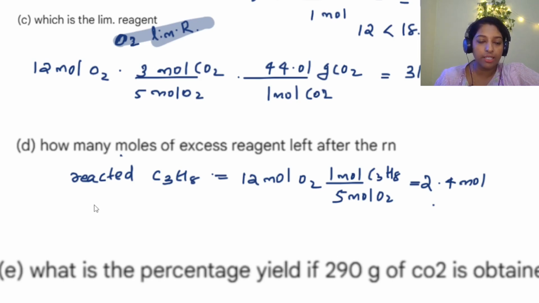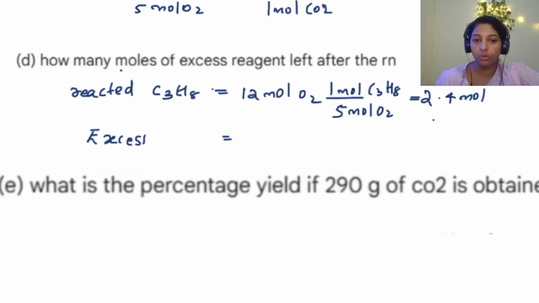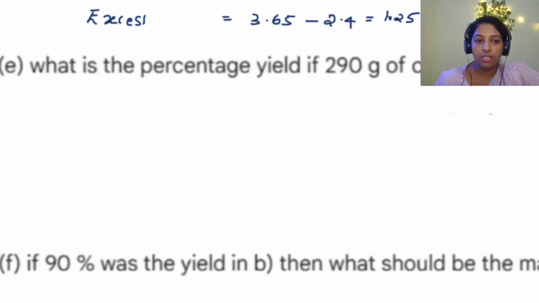Then you can easily calculate the excess reagent. So initially, how many moles of C3H8 are there? See the question. There were 3.65 moles of propane. Okay, so 3.65 was there. Out of 3.65, now 2.4 is consumed. So the remaining is 1.25 moles. Okay, so 1.25 moles of what? Propane is the excess reagent. Okay, C3H8. That's it.